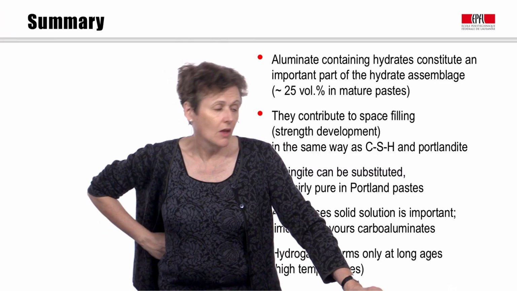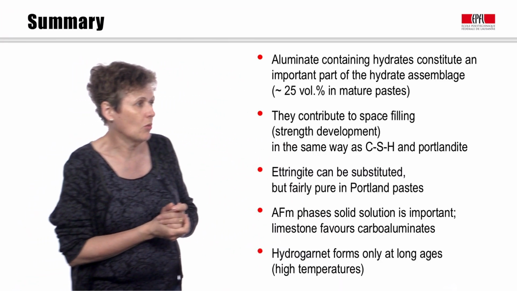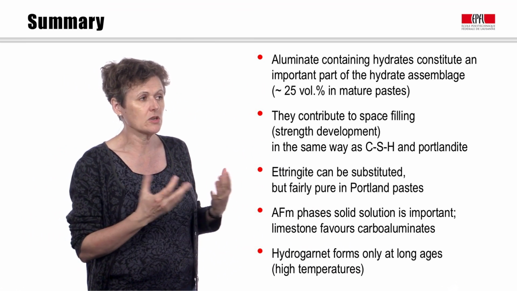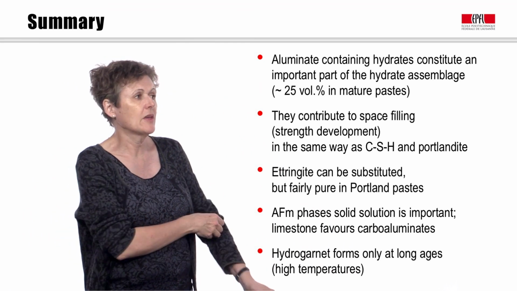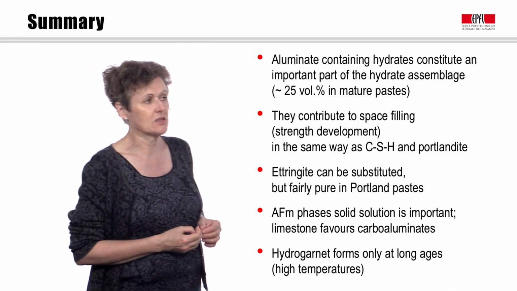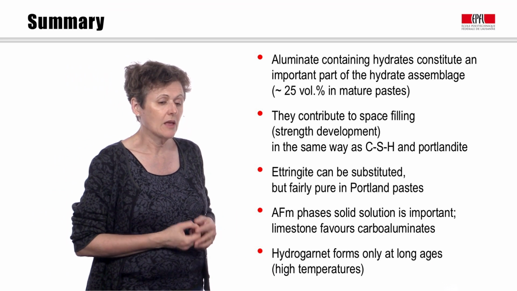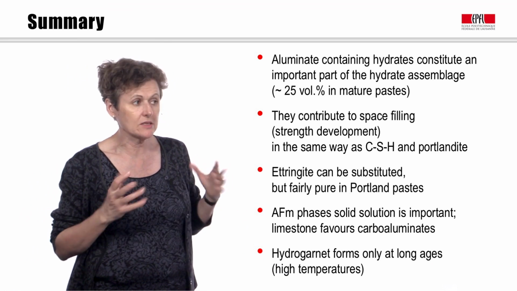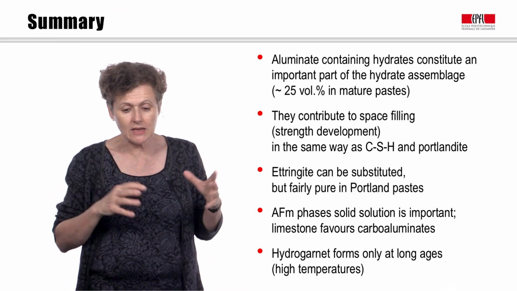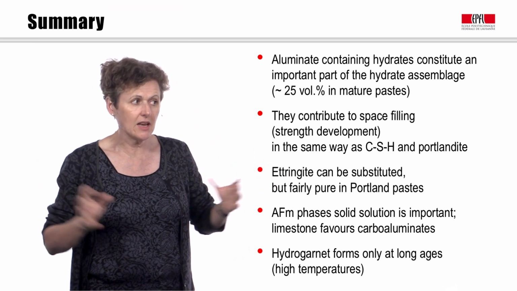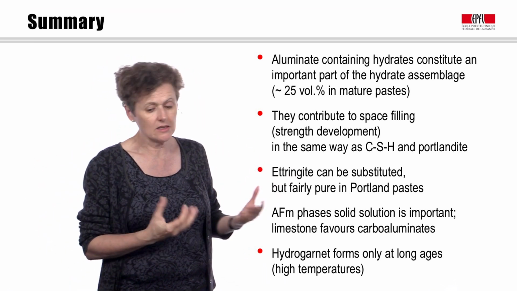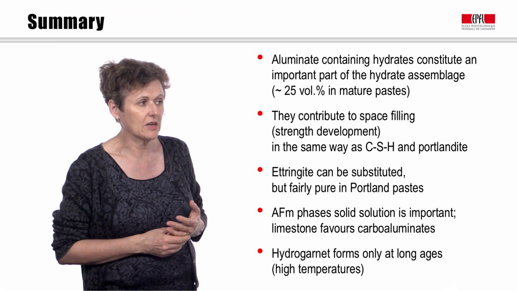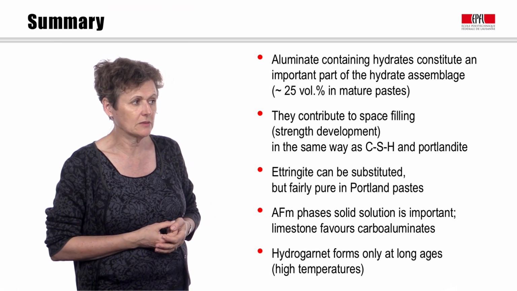So if we summarize this module, what we've seen is that the aluminate containing hydrates are a very important part of the hydrate phase assemblage. They make up typically about 25% of the volume in mature paste. They do contribute to space filling, and therefore they contribute to strength development very much in the same way as CSH. In paste, as long as we have a continuous CSH phase with ettringite and monosulfate finely buried in it, then they are contributing in the same way to strength development.